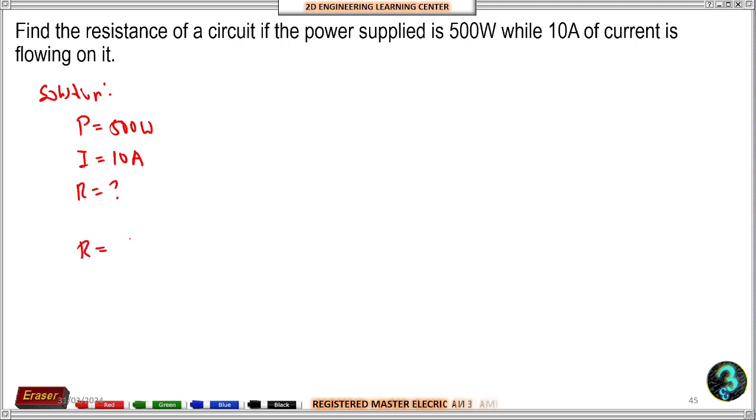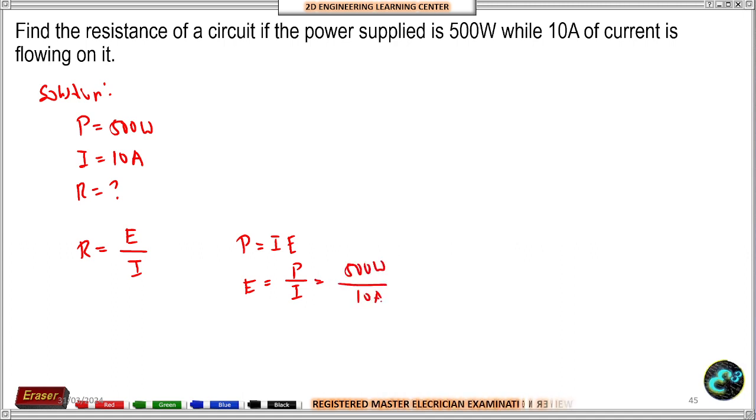To solve for resistance, that is equal to voltage over the current. We have the current but no voltage in the given, but we have power. We know that power is easy as pi, so P is equal to I times E. From here we can solve the voltage, since we have power and current. Move the current to the other side so it becomes the divisor of P. So we have 500 watts divided by the current, which is 10 amperes.